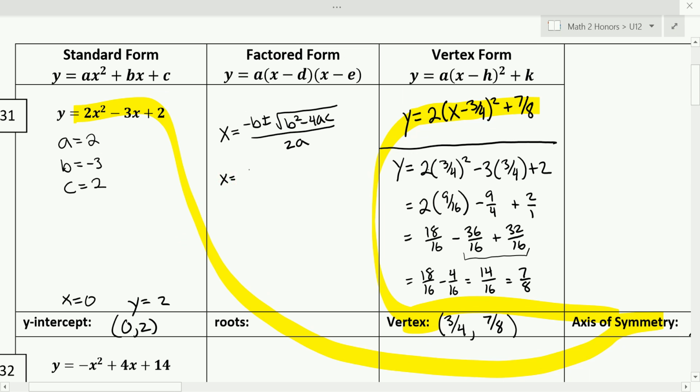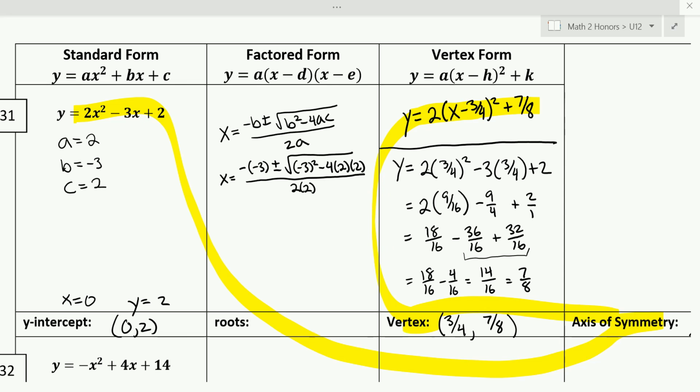When I plug them in, I tend to put them all in parentheses. So whatever I plug in, I put in parentheses. It will be helpful in certain situations. So negative 3 plus or minus the square root of negative 3 squared minus 4 times 2 times 2 all over 2 times 2. So that's what it looks like when you plug things in. I use parentheses for my a, b, and c.